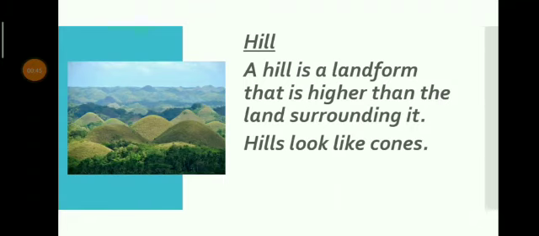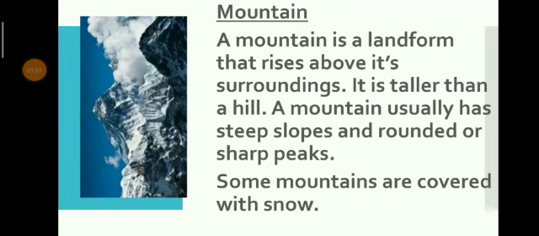Hill. A hill is a landform that is higher than the land surrounding it. My dear students, hills also look like cones. Mountain. A mountain is a landform that rises above its surroundings. It is taller than a hill. A mountain usually has steep slopes and rounded or sharp peaks. Students, as you can see in the picture, there are sharp peaks or rounded peaks. Some mountains are also covered with snow.